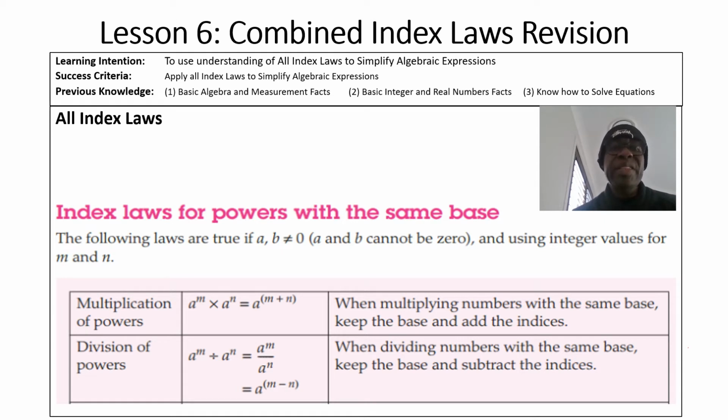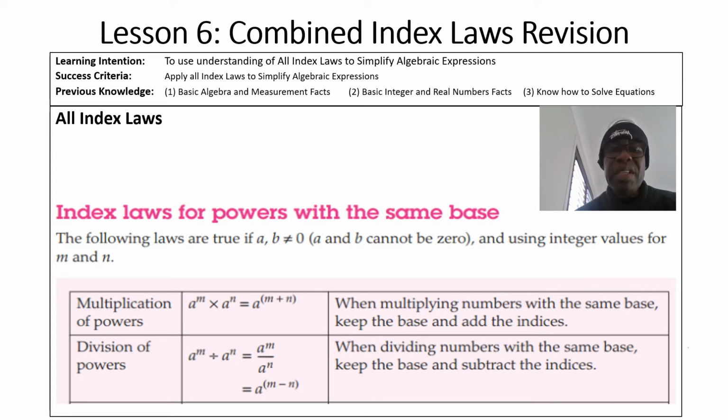So our learning intention is simply to use our understanding of all the index laws to simplify algebraic expressions. Our success criteria will be our ability to apply all the index laws we've learned to simplify algebraic expressions.